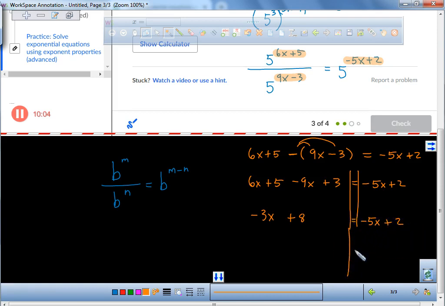All right. So where do you think I will move all of my x's? No, not in Texas, but where am I going to move them? Got to move them over to the left. Now, how do I move them over to the left? Just add 5x to this side, add 5x to this side.